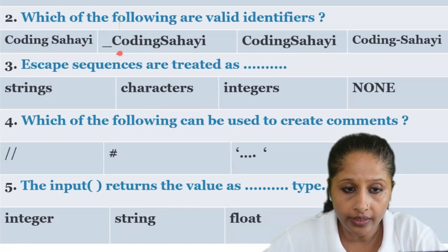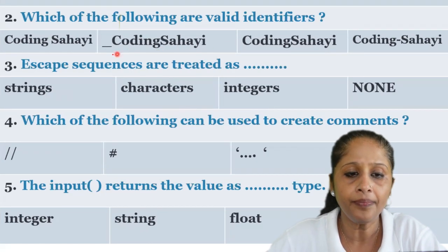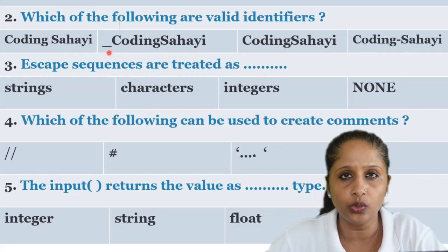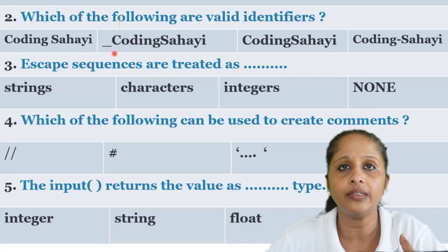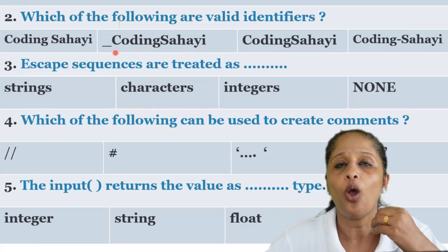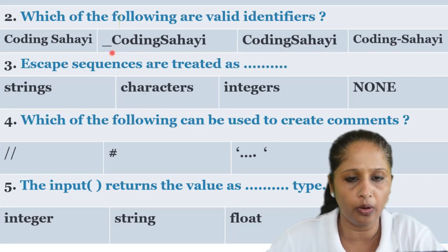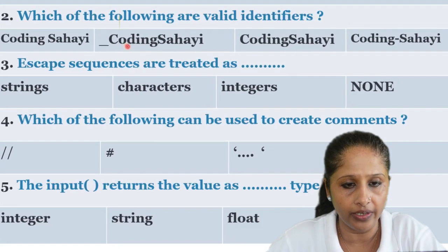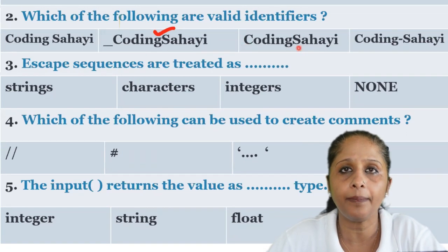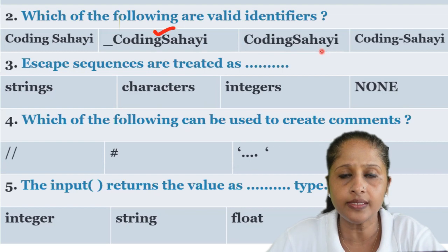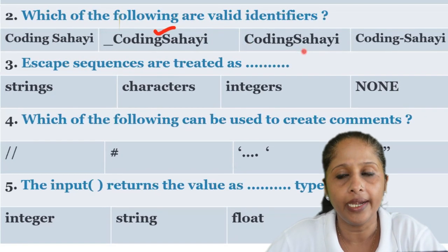Then we have underscore coding Sahai. Here C and S are capital, no problem. And it starts with an underscore. We already studied that we can start an identifier name with an underscore or an alphabet. Here it started with the underscore symbol, so no problem. This is a valid identifier. Then we have codingSahai. Here C and S are capital, no problem, and there are no spaces. So all the rules are followed here. This is also a valid identifier.